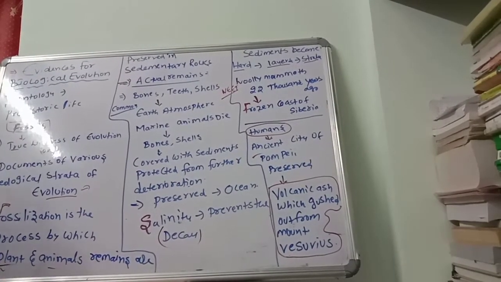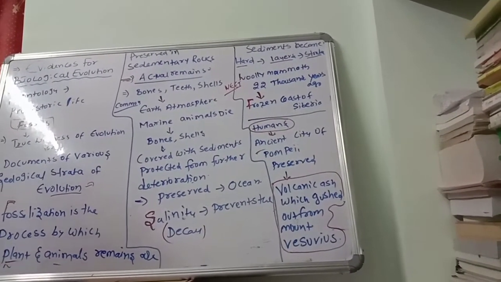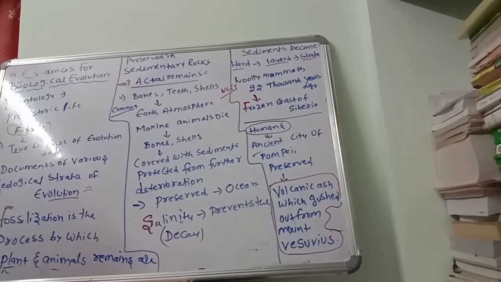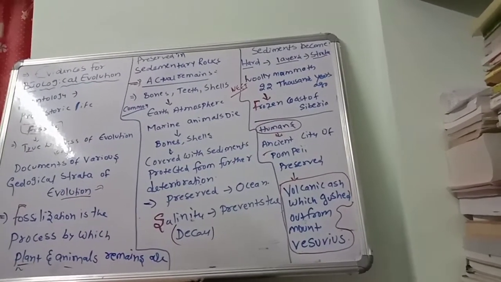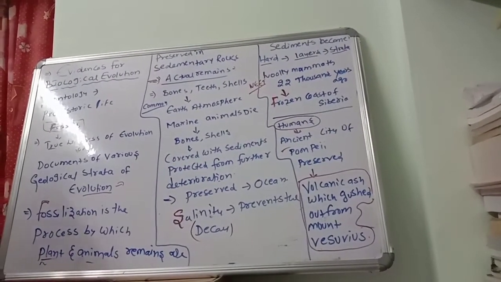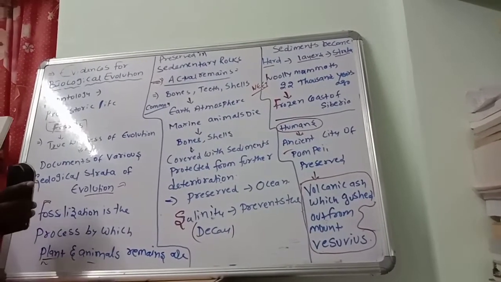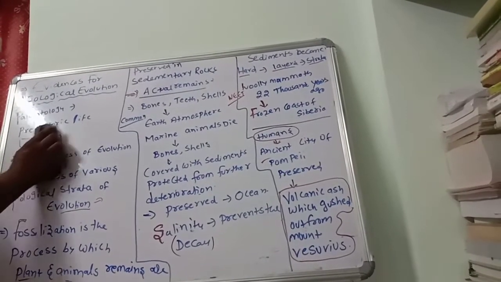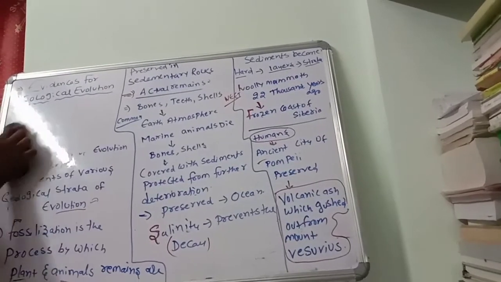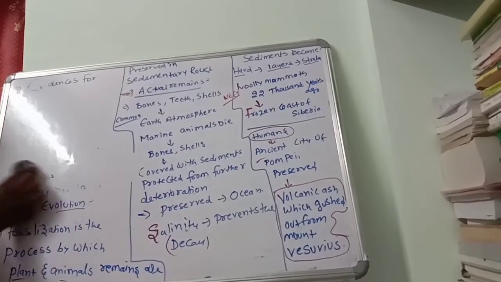These are all evidences for biological evolution. Next, one more is there. That is petrification, another kind of fossilization.